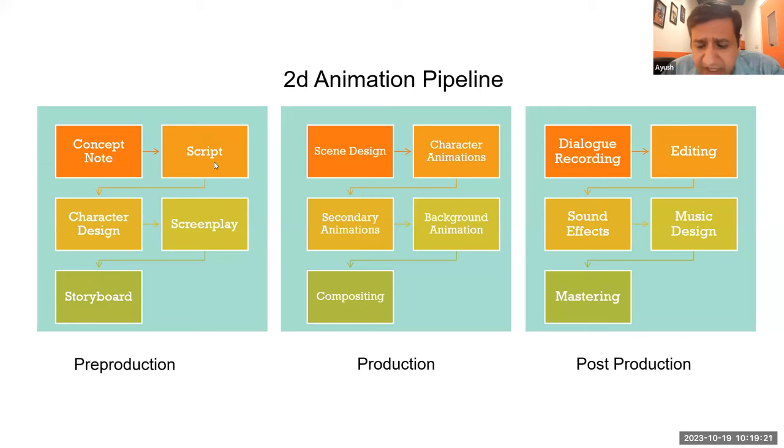Once we have the script, and when we add camera movements to it, it becomes the screenplay. There is a complete grammar of camera movements, whether the camera is zooming in, zooming out, moving left to right, rotating, which is called pan. There are different transitions. All of those things, different types of shots, are also added on the paper along with the script, and it becomes a screenplay.